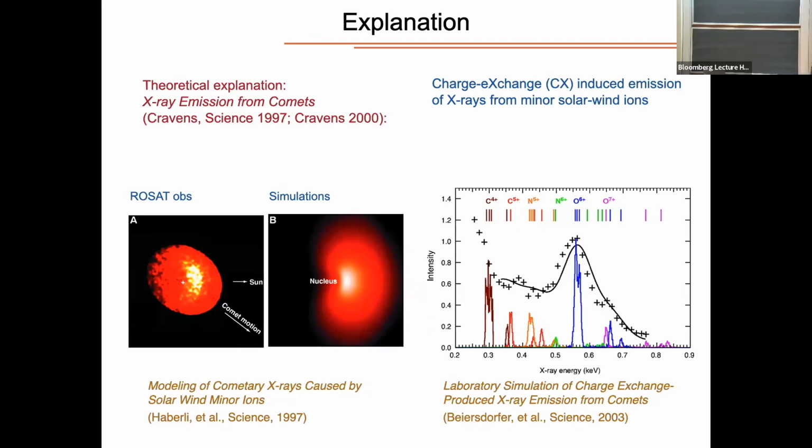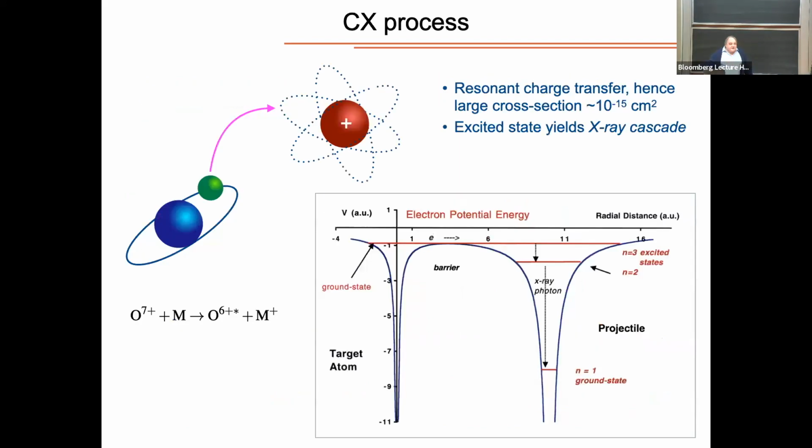What I like is this paper. They actually reproduce the spectrum in the lab. So those things are indeed real. You can actually measure it right there on your table. So what's the charge exchange process? The charge exchange process is a process of transfer of an electron from one species to another species.